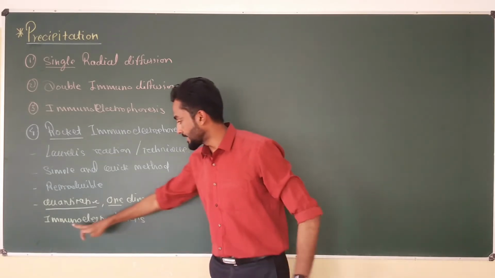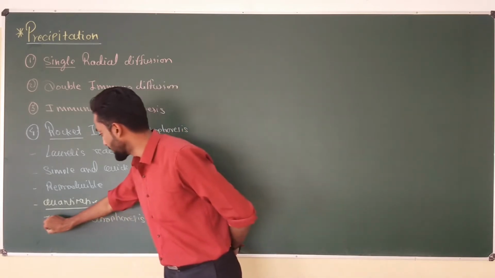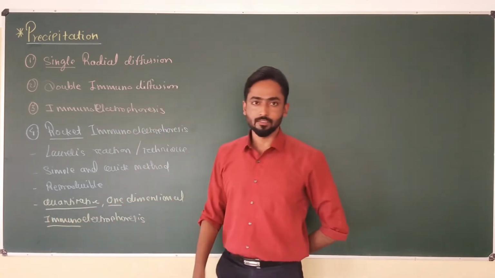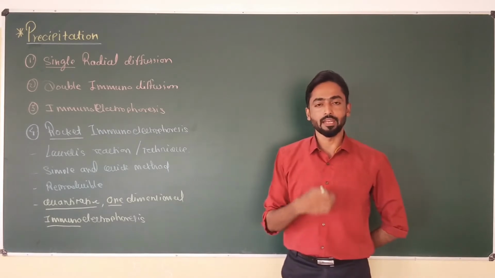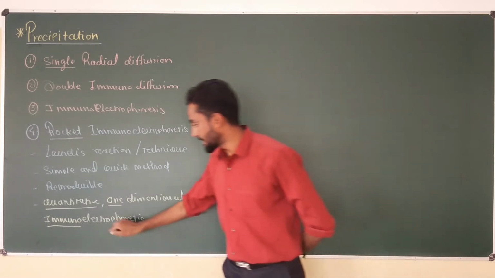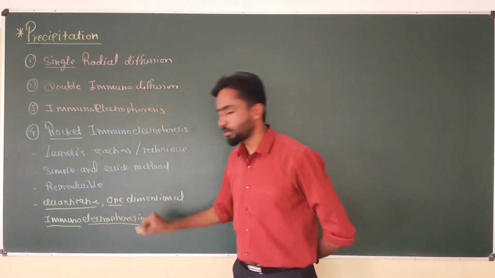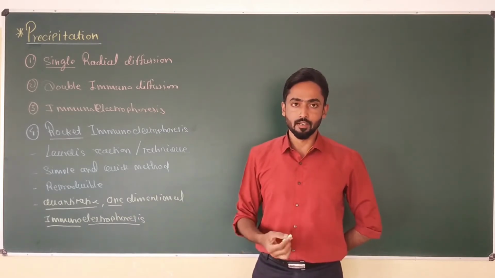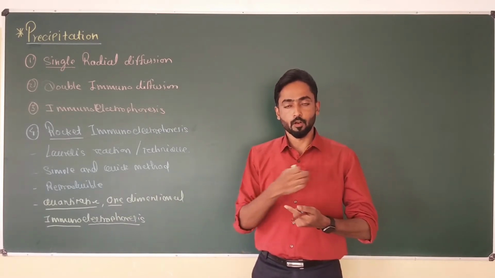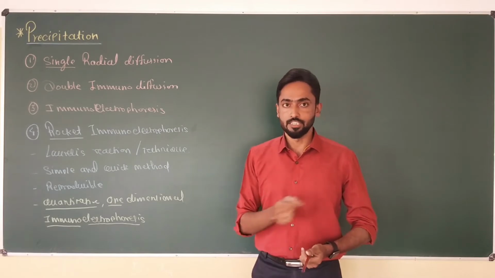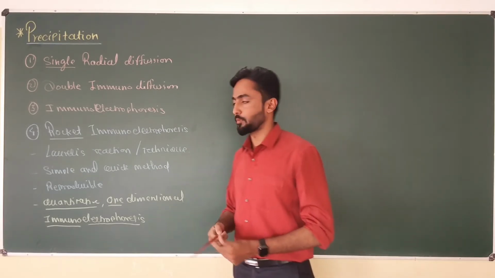And it is immunoelectrophoresis. Immuno means the technique involves either antigen, antibody, or any type of immunocomplex. And it is electrophoresis because we use an electric field or electric current for separation or for migration of the antigen in the gel. So this is the basic of rocket immunoelectrophoresis.